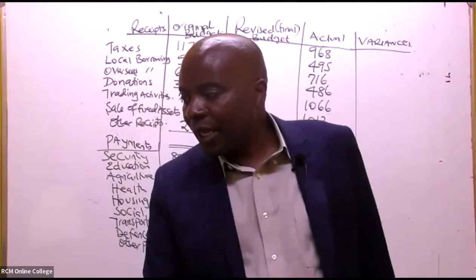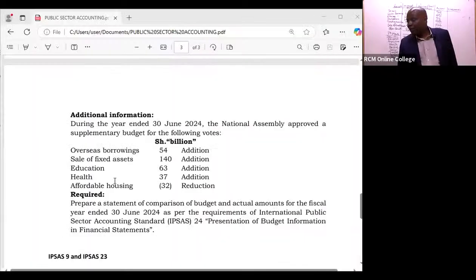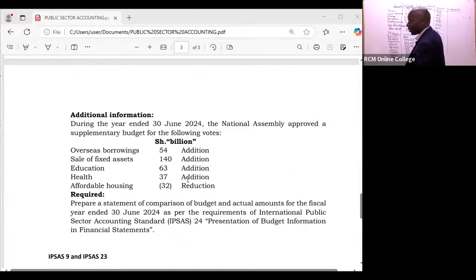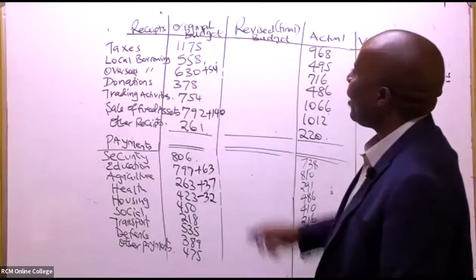Now, ladies and gentlemen, what else are they telling us? From there, we have education. There is a 63 addition. Under the education budget, you can see education is under payments, so plus 63. Health under payments plus 37. Affordable housing, under housing minus 32. That is all the adjustments they have been able to give us. Remember, affordable housing here is a reduction, minus 32.